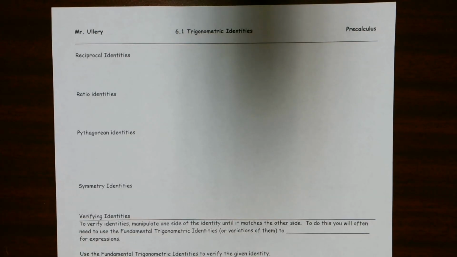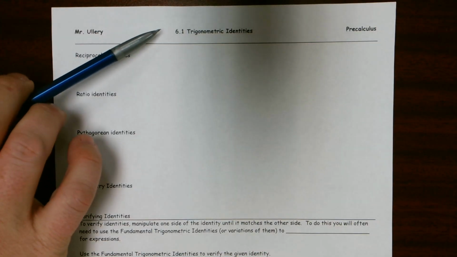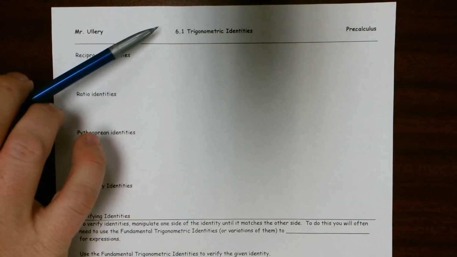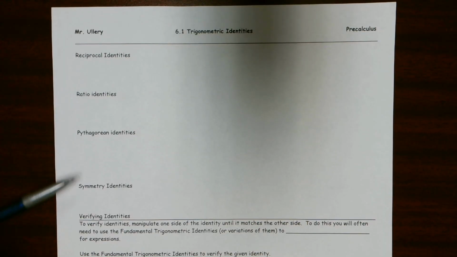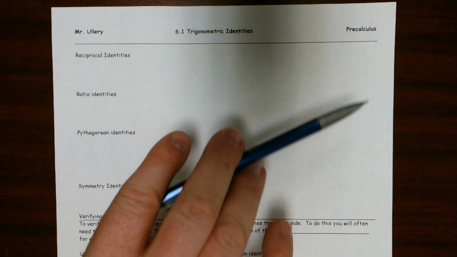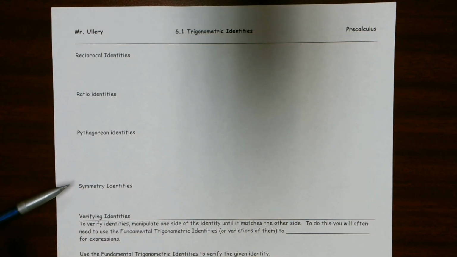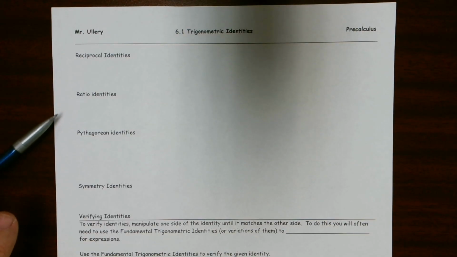Welcome back to Enriched Precalculus, and today we're talking about Chapter 6, Section 1, and we're going to be verifying trigonometric identities. Before we get started, it's important to understand that this whole box that we're about to fill out is going to be a toolbox that you're going to use throughout the chapter. We're going to constantly be referencing this and the things in it to help you as we move through the chapter.